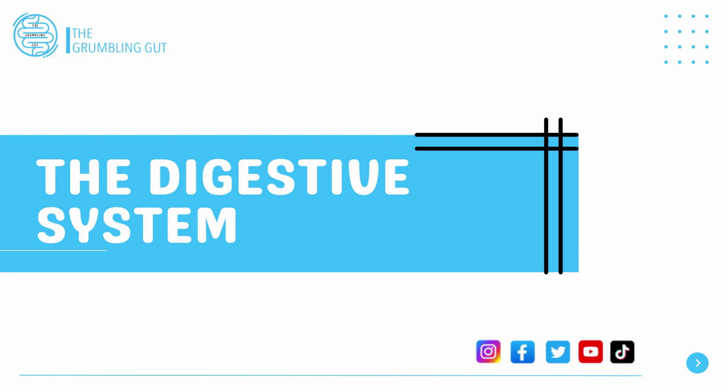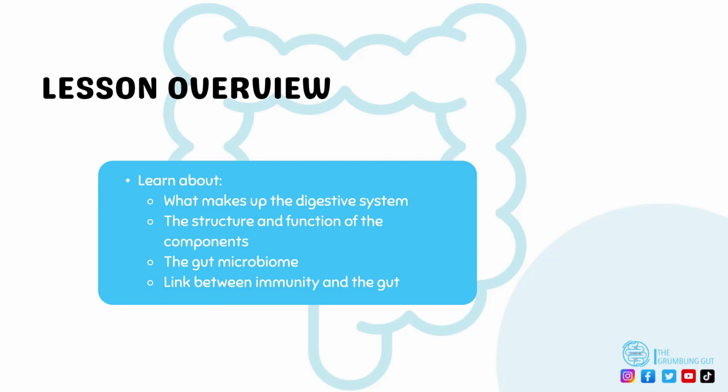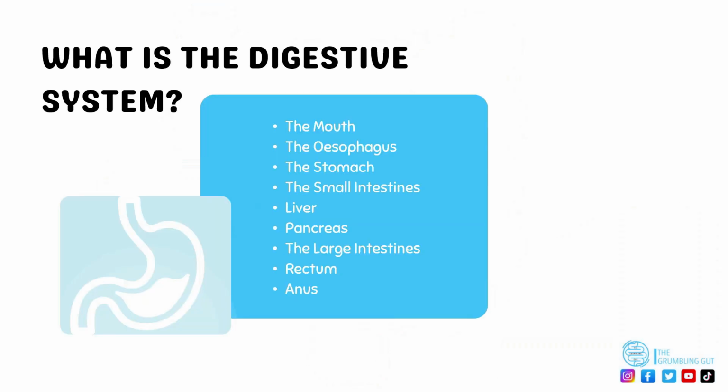Hello and welcome to this lesson on the digestive system. So let's get started. To give you an overview of what we're going to go through today, we're going to learn about what makes up the digestive system, the structure and function of the components of the digestive system, the gut microbiome, and the link between immunity and the gut.